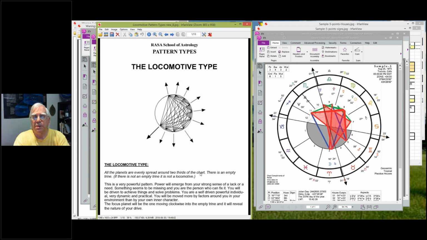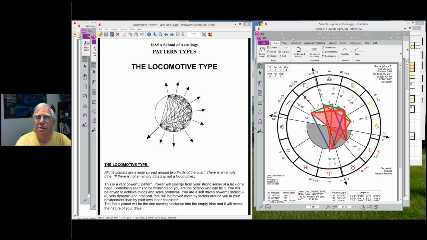All the planets are evenly spread around 2/3 of the chart. There's the empty trine. This is a very powerful pattern. Power will emerge from your strong sense of a lack or a need. Something seems to be missing, and you are the person who can fix it. You will be driven to achieve things and solve problems. You are a self-driven, powerful individual, very dynamic and practical. You will be moved more by factors around you and your environment than by your own inner character. The focus planet will be the one moving clockwise into the empty trine and will reveal the nature of your drive.